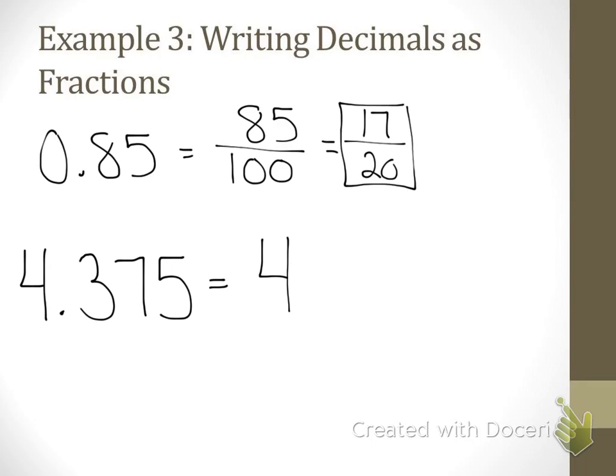So again, what place value is my 5 in? It's in the thousandths, so what number goes in my denominator? 1,000. Now, what number goes in your numerator?